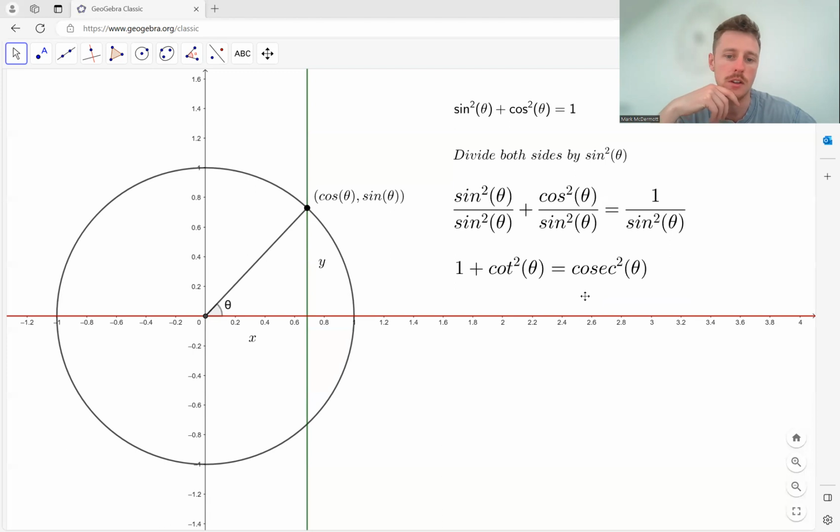So hopefully you can see where that trig identity comes from now, just a straightforward division through by sine squared theta of our Pythagorean identity.